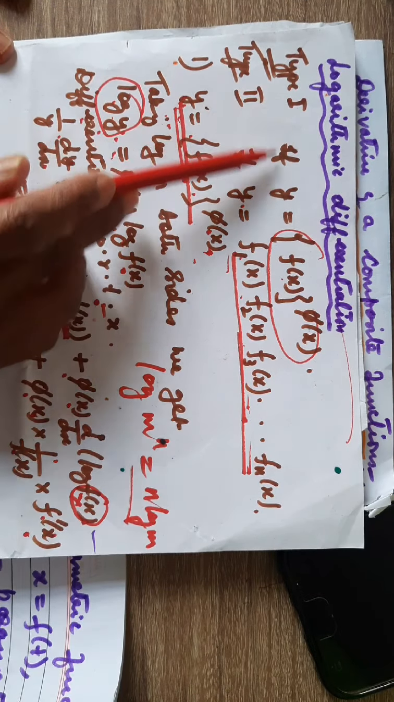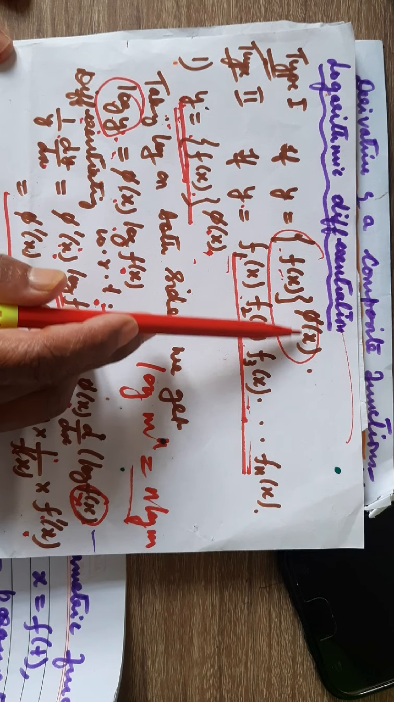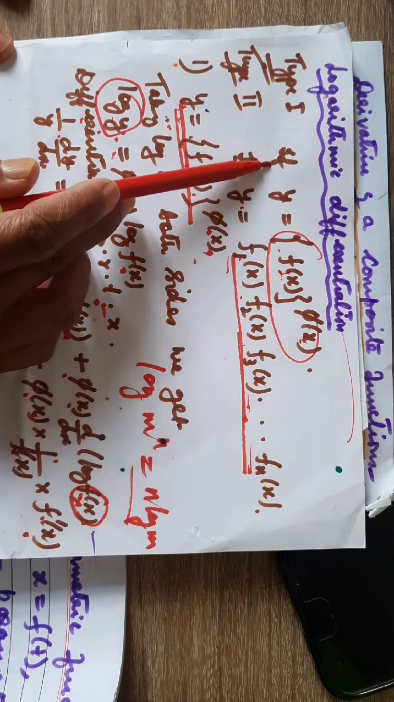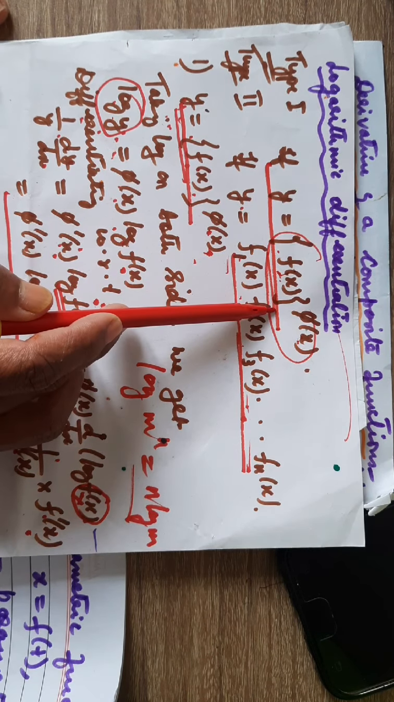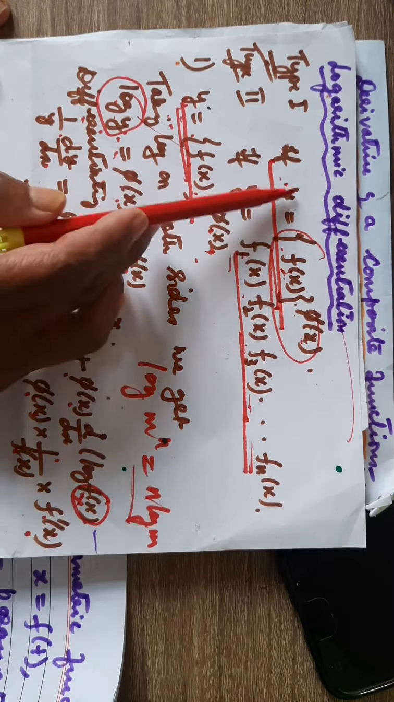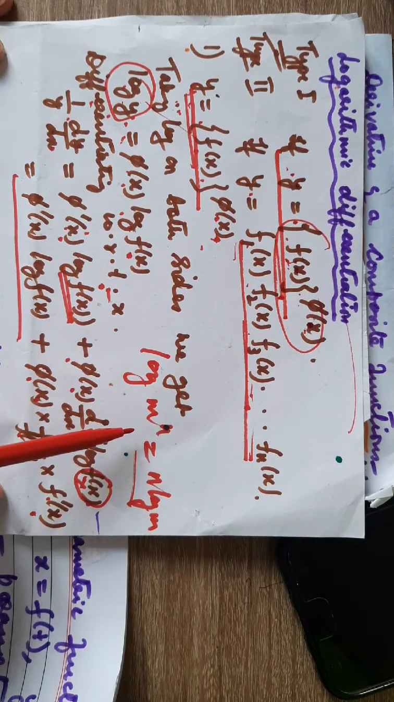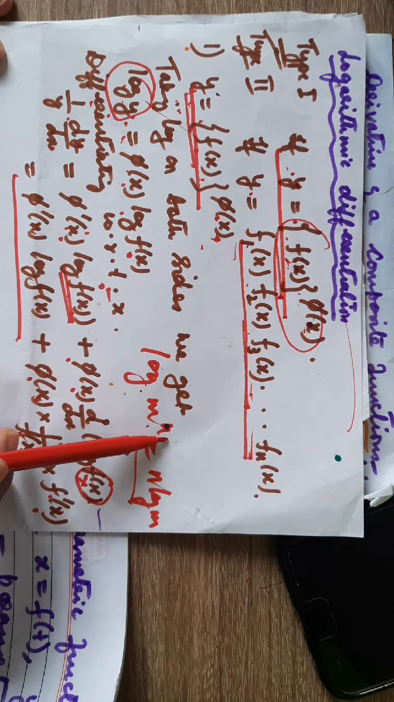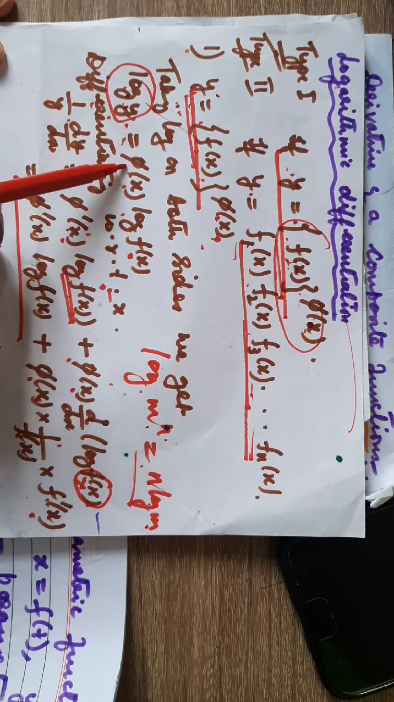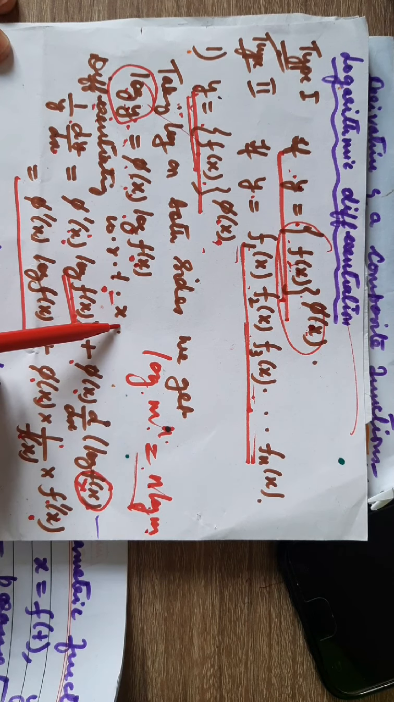There are two types. The first is if y is a function f(x) whose power is also a function of x, for example y is f(x) to the power 5x. Then how to find the derivative of this function? What you need to do is take log on both sides. So you'll get log y is equal to log of f(x) to the power 5x. But we know this property of logarithm: log of m to the power n is the same as n log m. Then we'll get log y is equal to 5x log f(x), and then differentiate this with respect to x.